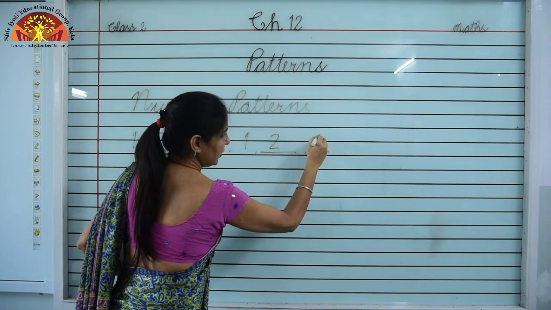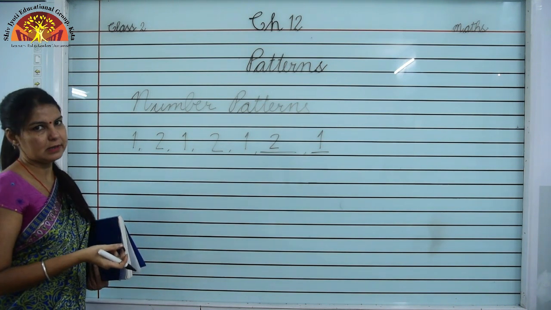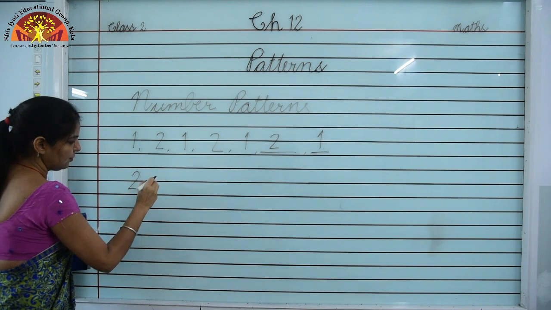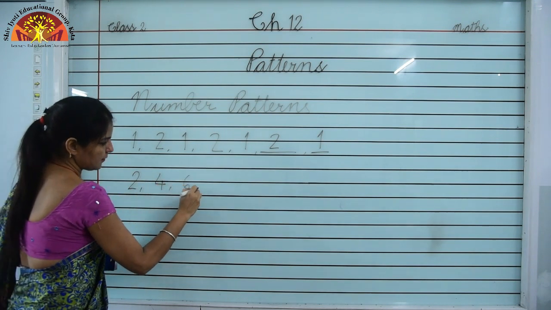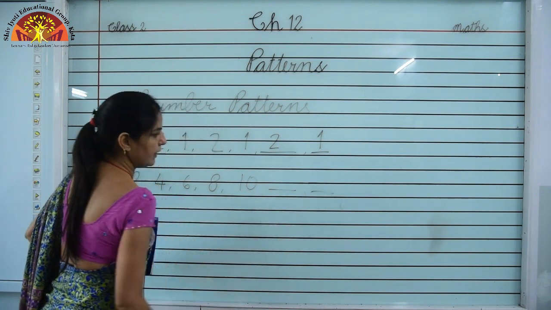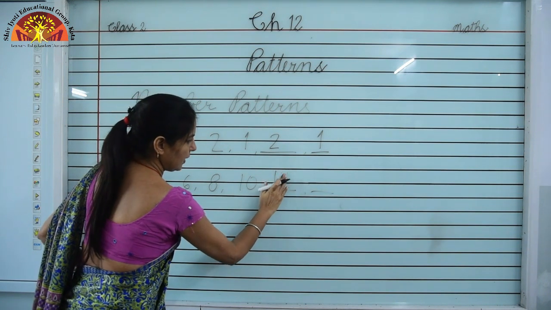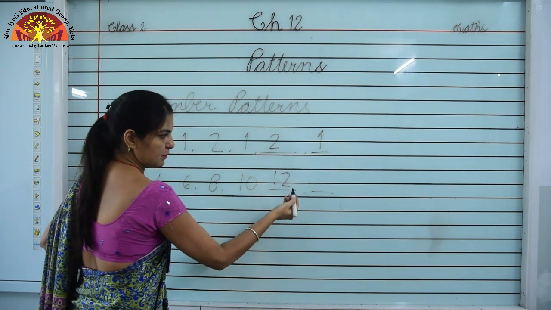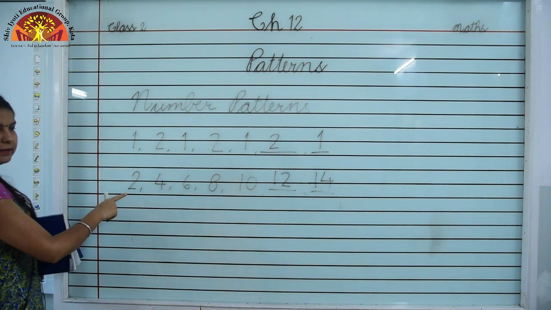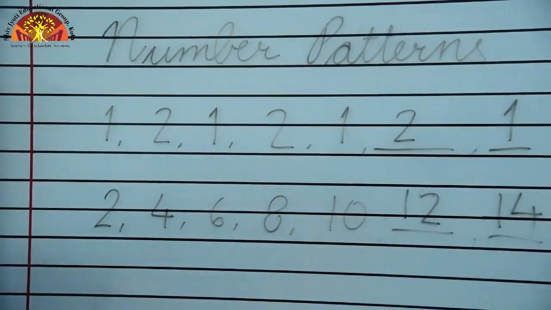After 2, 1 will come here. So what are we doing here? We are repeating the numbers again and again. Now let's see one more. Suppose I am writing 2, 4, 6, 8, 10. Then what will be the next? We will skip 11 and write 12. After 12, we will skip 13 and write 14 here. In other words, you can say this is the table of 2, you have to write the table of 2. I hope you have understood.